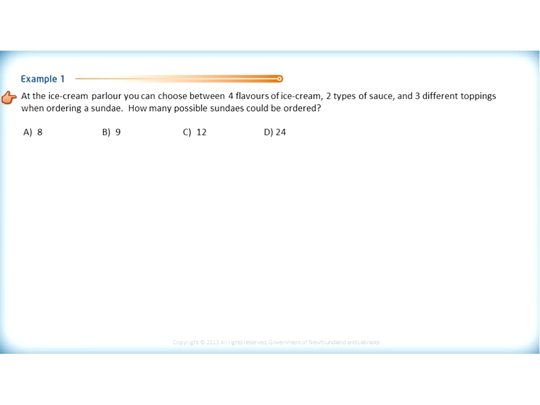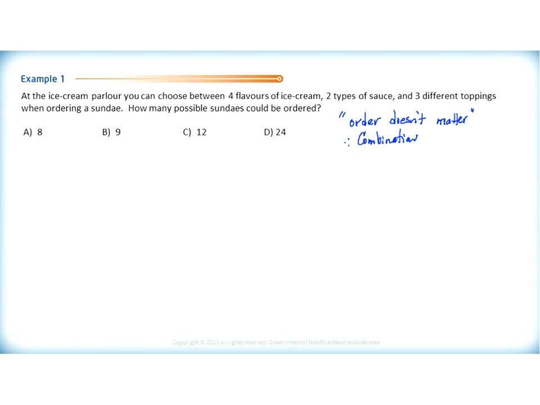In example 1, at the ice cream parlor, you could choose between 4 flavors of ice cream, 2 types of sauce, and 3 different toppings when ordering a sundae. How many possible sundaes could be ordered? Let's answer this question by using the fundamental counting principle first. So it is important to also recognize here that order doesn't matter. It doesn't matter if you put in the toppings or the sauce or the ice cream, you're still going to get the sundae. So order doesn't matter. So this would be an example of a combination.